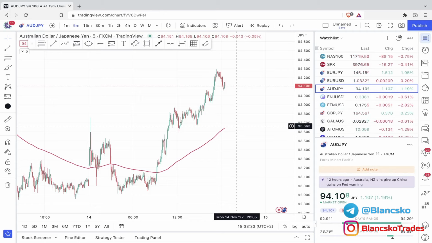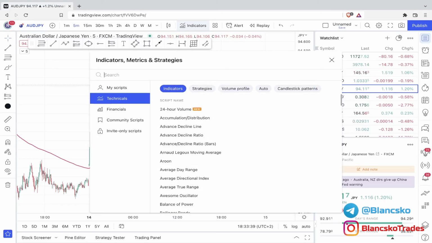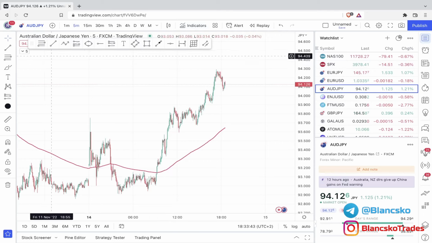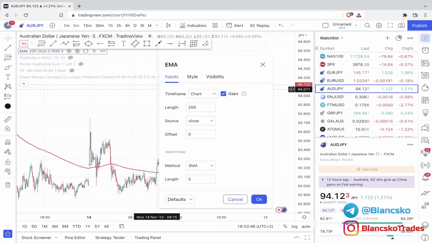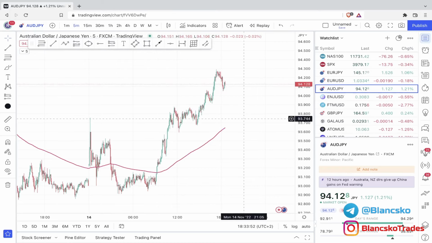So now for the rules. What are the rules? Well, we first need the 200 EMA enabled. Okay, so we go here, we click EMA, we click moving average exponential, then we click the settings, we make sure the length is at 200 and we just click OK. I like to have it on pink. You guys can choose whatever color you want.